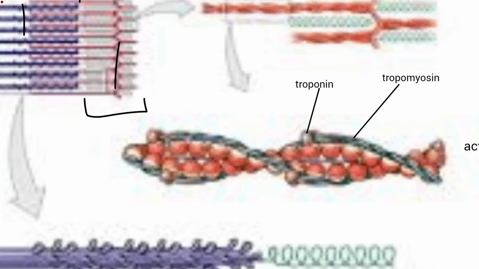Now, if you look at the actin itself, it looks like little red balls all joined together. And the little red balls have these yellow spots on them, if you can see that. Those are the binding sites. You see those? But they're covered up by this tropomyosin. That's going to be important when we talk about this. So just keep that in mind.